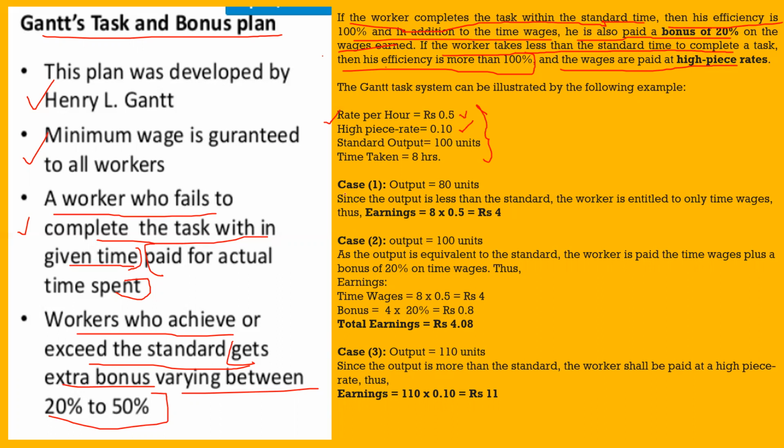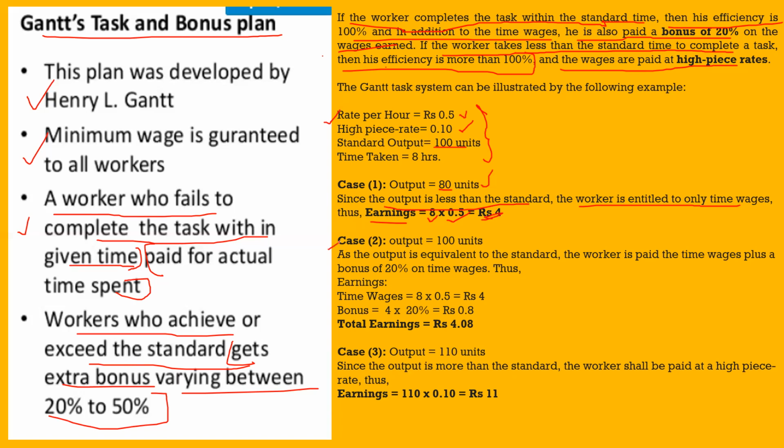Okay, so let's see. In case 1, the output is 80 units. 80 units means that the efficiency is how much? Less, right? The standard output is 100 units. He has produced 80 units. Obviously, efficiency is 80%, right? Since the output is less than the standard, the worker is entitled to only time wages. What is the time wages? Earnings is equal to 8 into 0.5. 8 hours he works. At 0.5 per hour, he received 4 rupees.